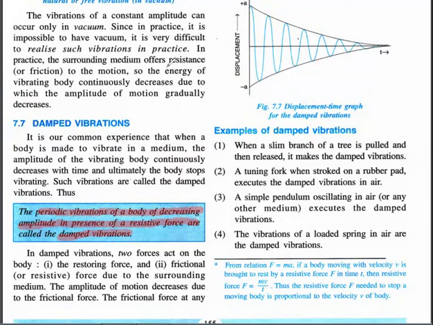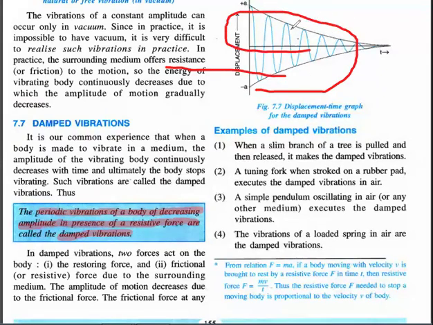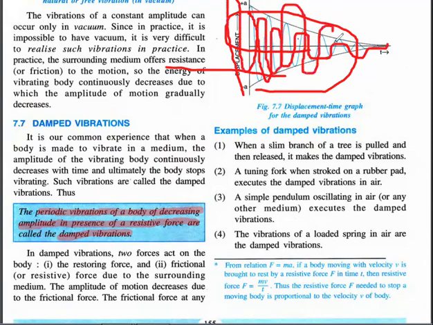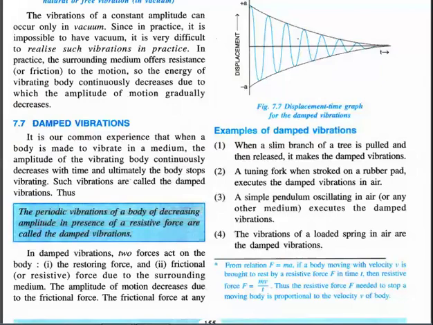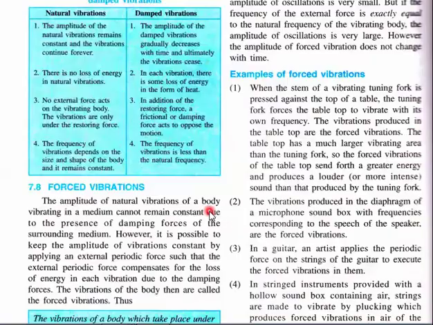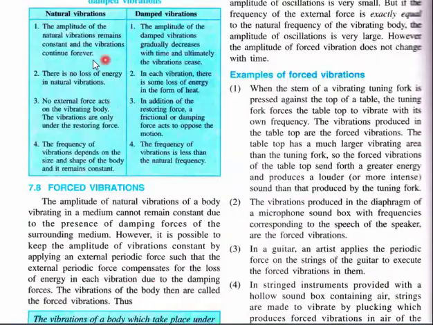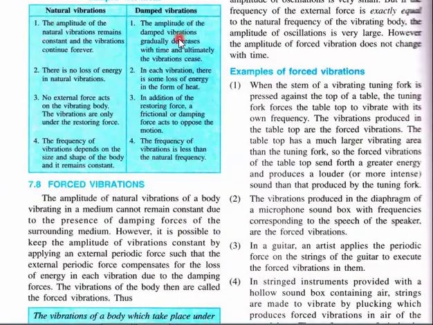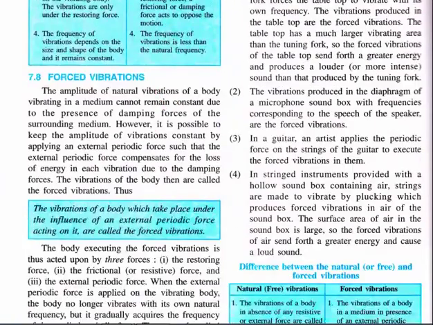So basically something like this. Decreasing amplitude. This is an amplitude, means displacement of a wave, so it decreases. Then examples are given, just go through that. And there are differences between natural vibration and damped vibration. Again, just go through that. And here forced vibration is important.